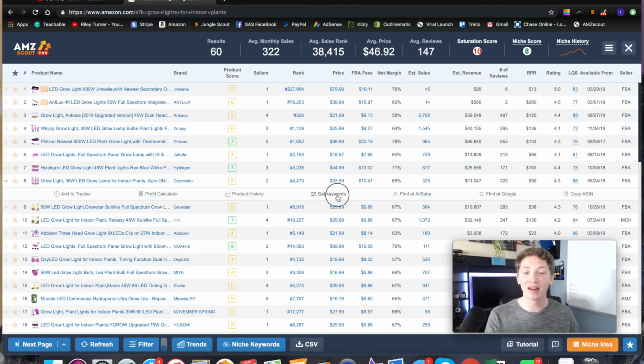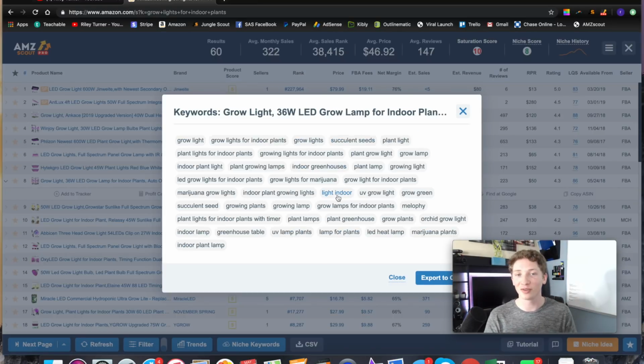Now, also, we can hit get keywords, and it'll give us all the keywords that this person is ranking for in their listing. So this is really good for us to have. Once again, I would have used other websites, other softwares to find these keywords. That's why this is so great and so much easier. So we have all these different keywords that this seller is ranking for, and this can definitely save us a lot of time and energy as well.